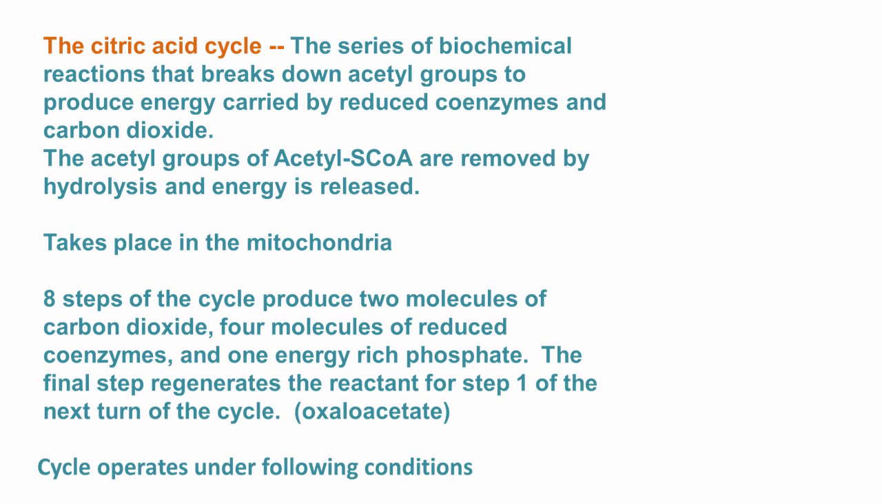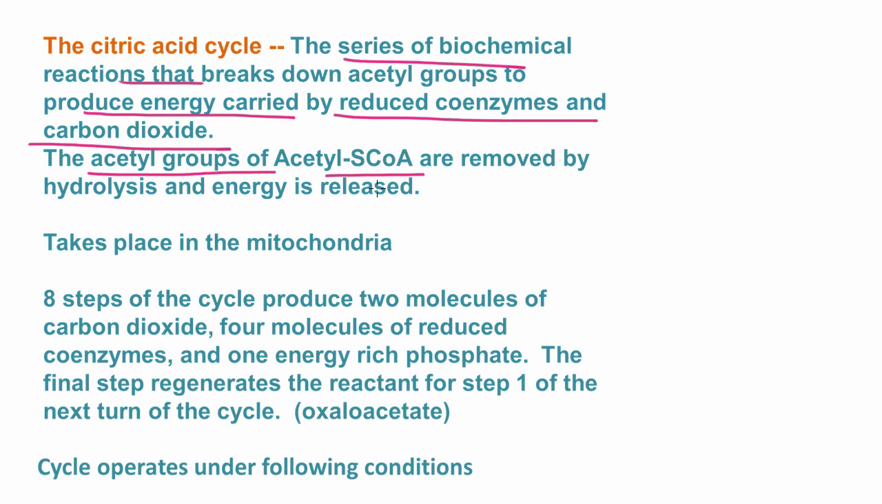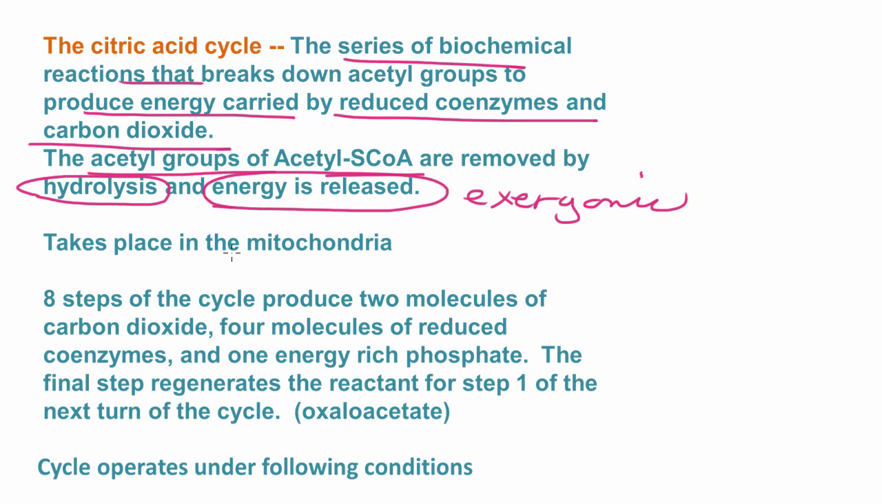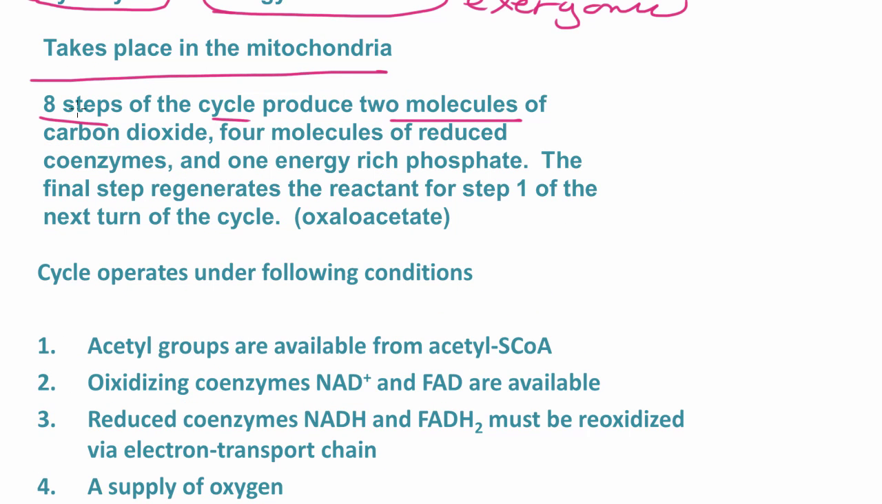Okay, so the citric acid cycle, this is a series of biochemical reactions that breaks down acetyl groups to produce energy carried by the reduced coenzymes and carbon dioxide. Again, as I said before, the acetyl groups from acetyl coenzyme A are removed through a hydrolysis reaction with a release of energy. So this is an exergonic process. This takes place in the mitochondria. 8 steps of the cycle will produce 2 molecules of carbon dioxide, 4 molecules of reduced coenzymes, and 1 energy-rich phosphate molecule. And as I said before, this is important. The final step will regenerate the reactant for step 1 for the next turn of the cycle.